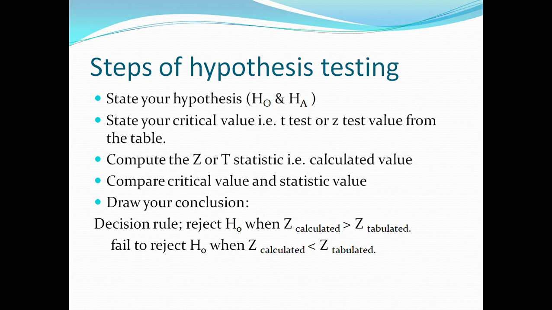There's a decision rule when taking decisions, and the rule states that you reject your null hypothesis when your z calculated is greater than your z tabulated. When the value you've gotten from calculations is greater than the value you've gotten from your table, you reject the null hypothesis. However, when it is less than your z tabulated, you fail to reject that null hypothesis. You don't actually say we accept, because it's saying there's no statistical difference.